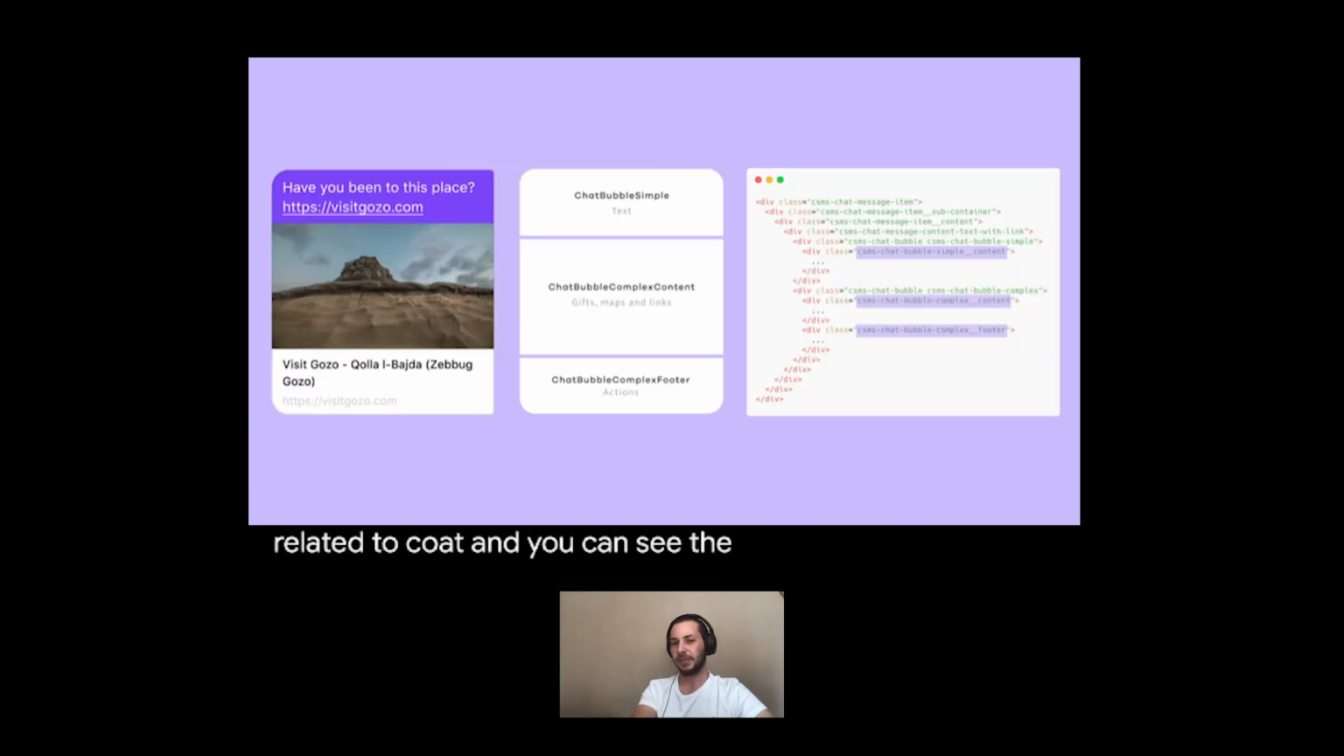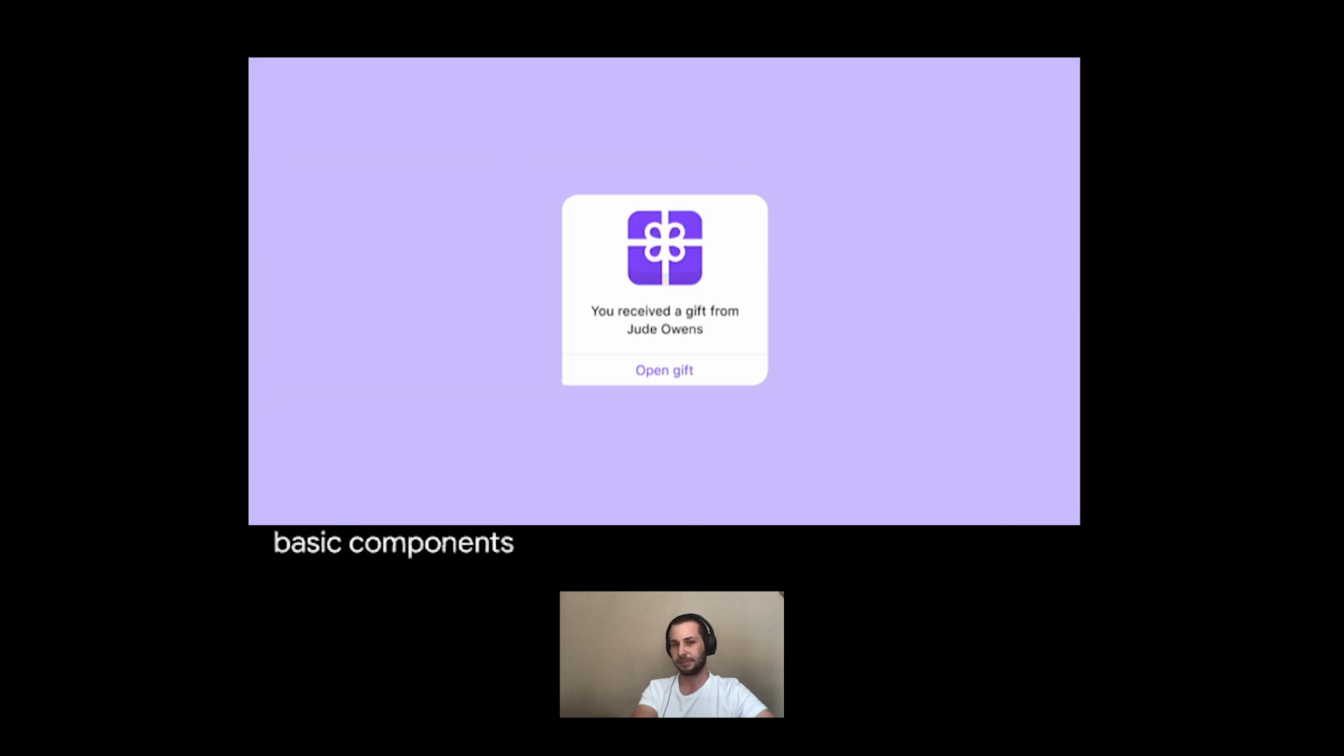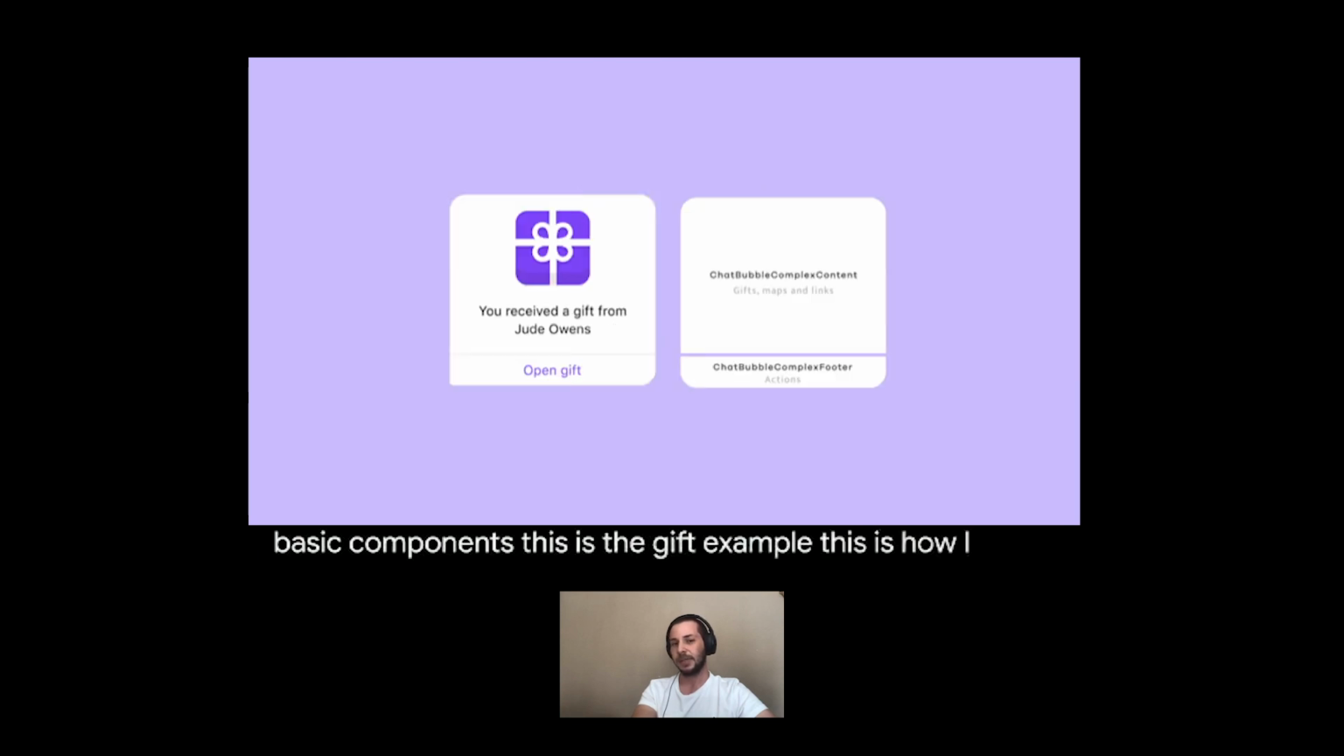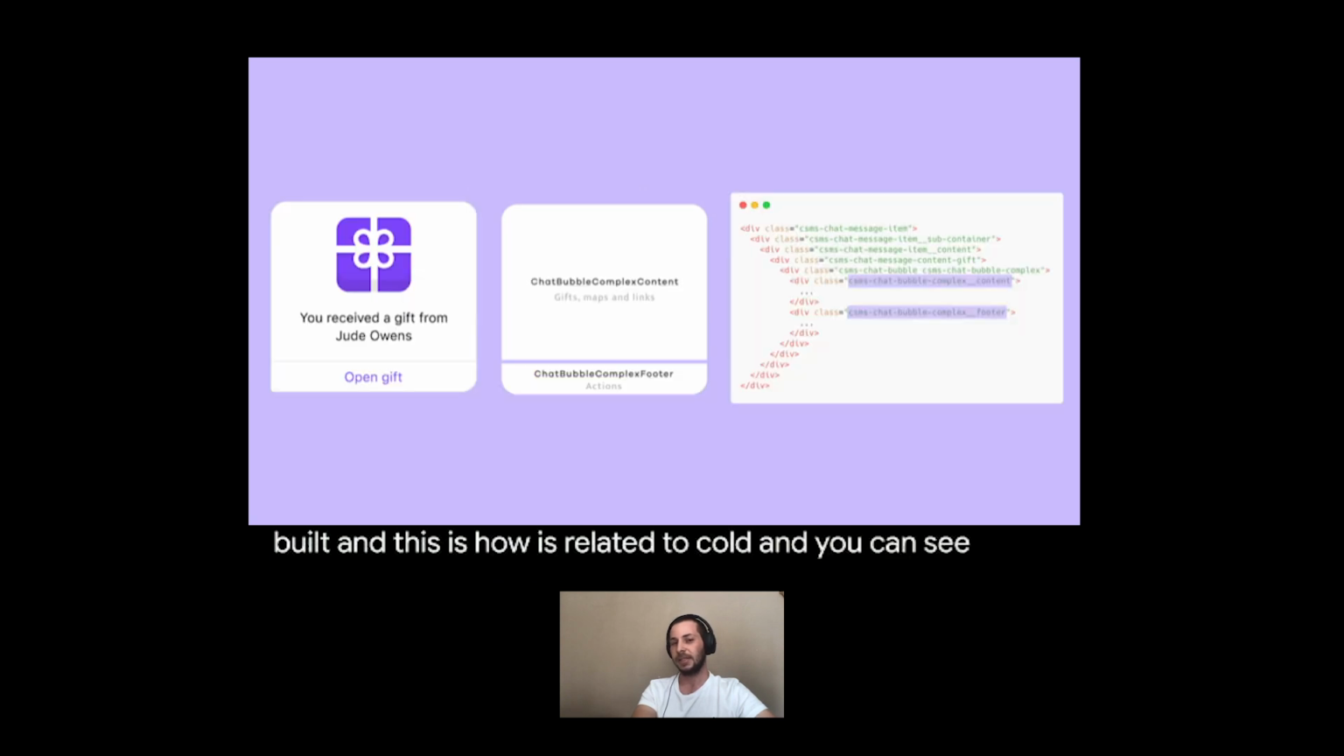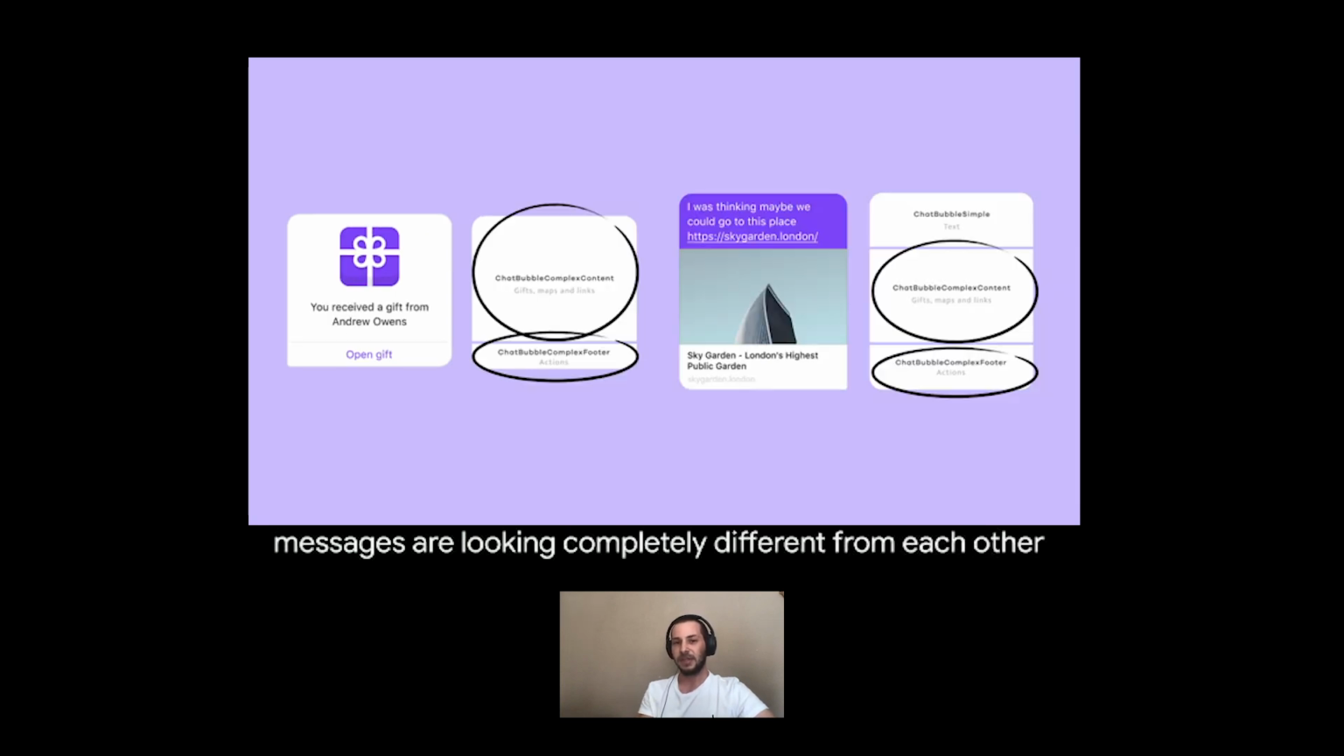And you can see that it's built using 3 basic components. This is the gift example. This is how it's built, and this is how it's related to code. And you can see that it's built using two basic components. So even though both messages are looking completely different from each other, you would notice that both components are using the same main components. So thanks to the code investigation, we can conclude that we can have a main component for the simple bubbles to avoid this mess.